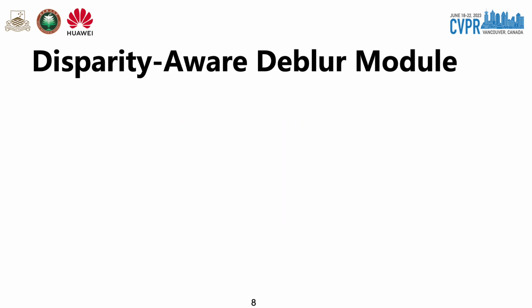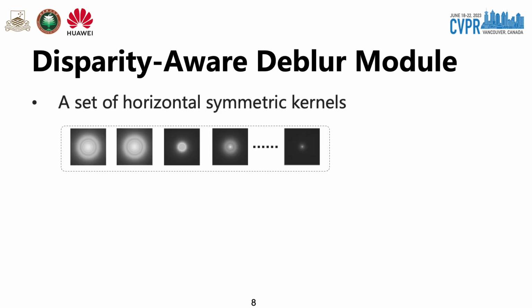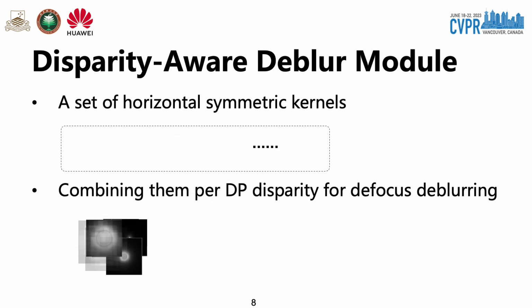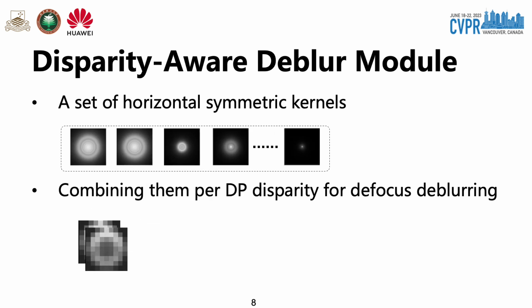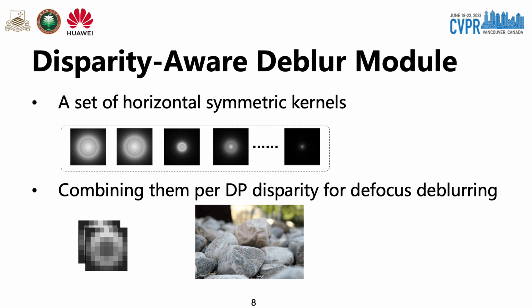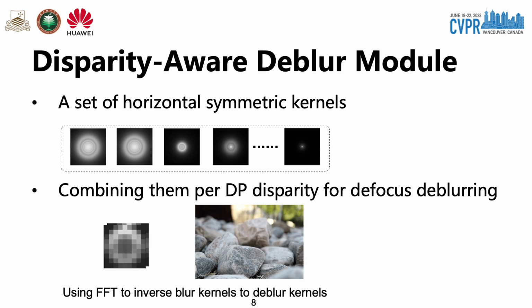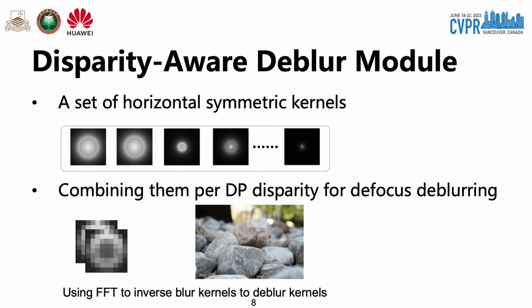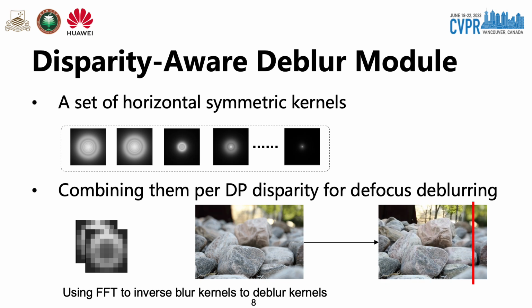Therefore, in our disparity over deblur module, we first define a candidate set of horizontally symmetric kernels. In each region of the dual pixel image pair, the disparity suffered is used to weight the candidate kernel set for combining into kernels that best describe the blur suffered in the image region. The combined kernels are inverted to deblur kernels, and then are used to restore an all-in-focus image from the dual pixel image pair.